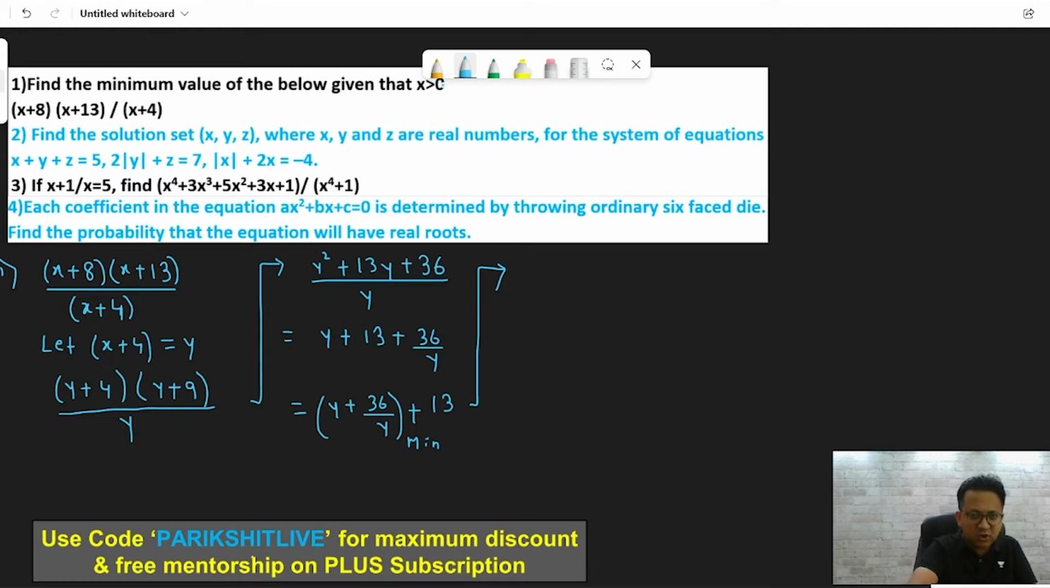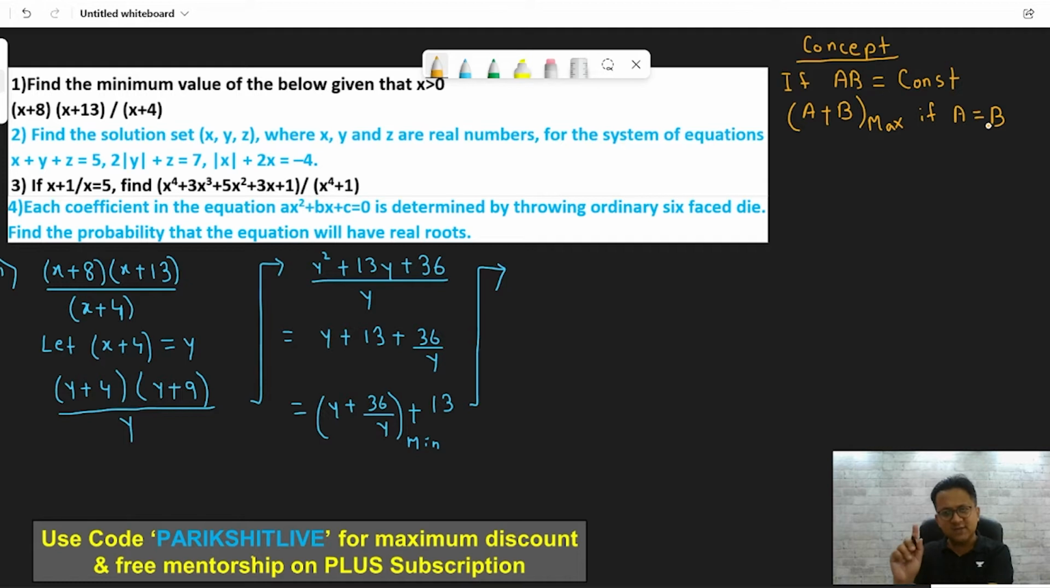Now, before I start solving, let's recollect the concept associated with this part. What was the concept? If you remember, if the product of two numbers is constant, if a into b is constant, that's the concept. This concept was done in algebra, maxima and minima. Then if a into b is constant, then a plus b will be minimum when a is equal to b, or if not equal, then as close as possible.